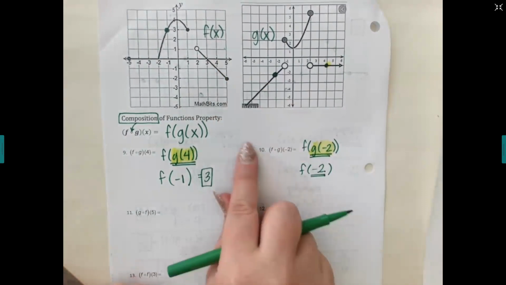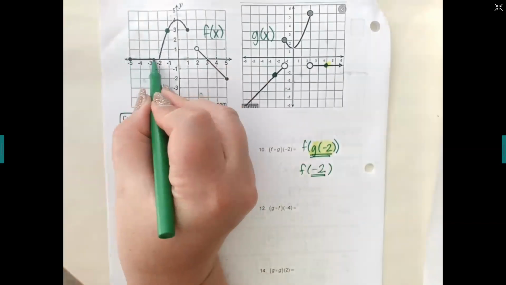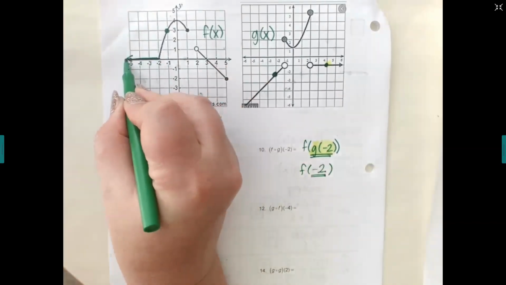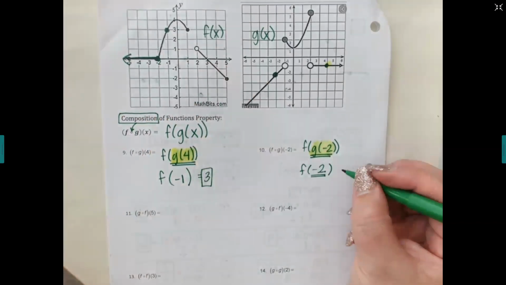So then I'm coming over here to F at -2. Remember, we said there is a step function here that you just can't see. So if I'm at -2, my Y value would be 0.